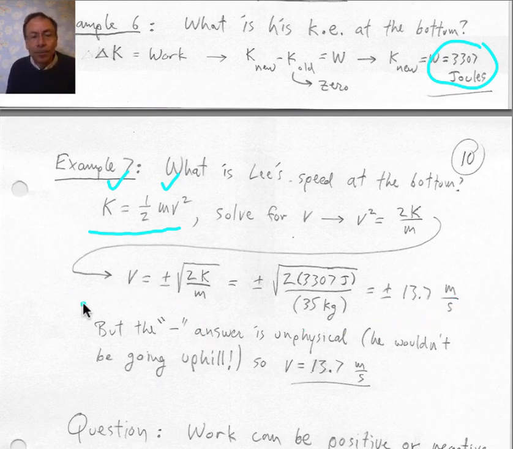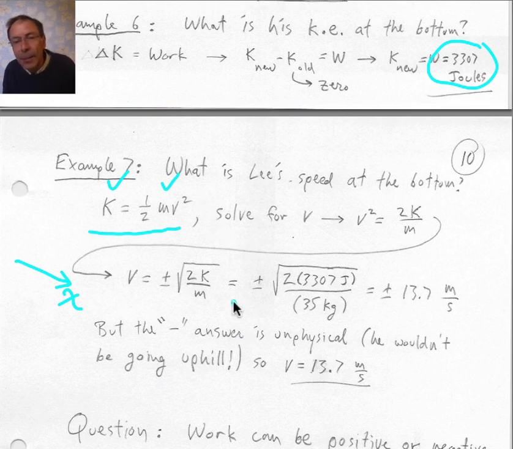Now, one of these two answers is not going to be right. And depending on how you define your coordinate system, let's say we say the x direction is down the slope. Let's say that's the x direction. So then the one that we want would be the positive answer. The negative answer would represent him going uphill at that speed, but that's not what's happening.